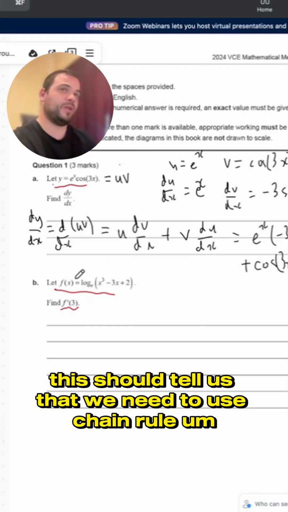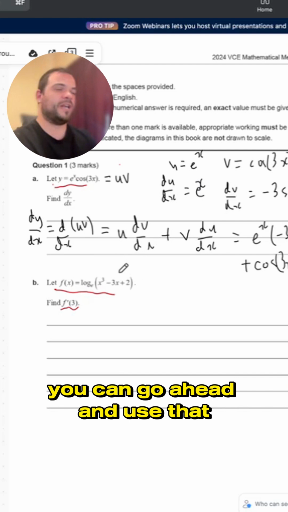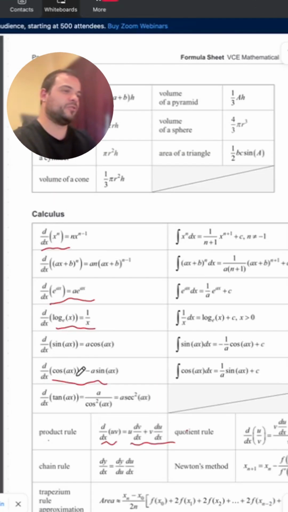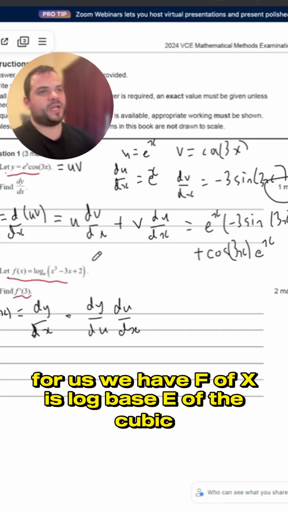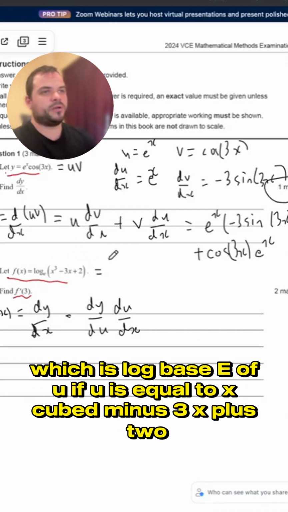This should tell us that we need to use chain rule. If you remember chain rule, you can go ahead and use that. Otherwise, the chain rule again is here in the formula sheet. We've got dy dx is dy du times du dx. For us, we have f of x is log base e of the cubic, which is log base e of u, if u is equal to x cubed minus 3x plus 2.